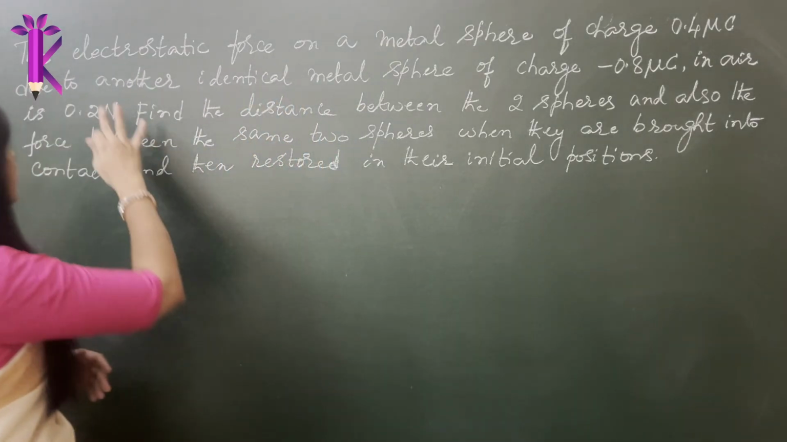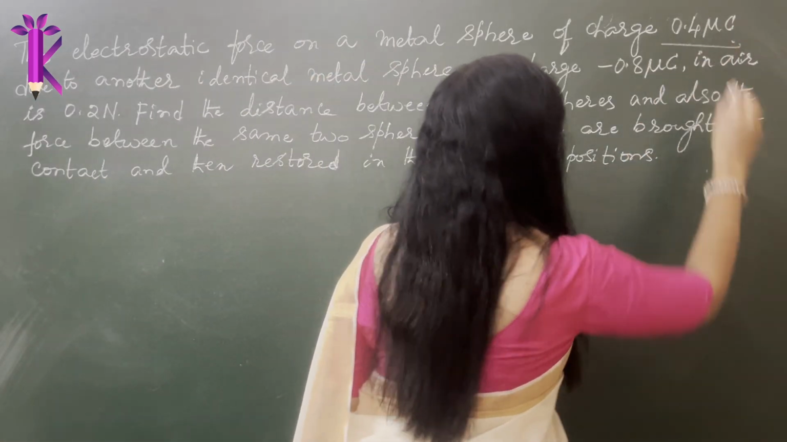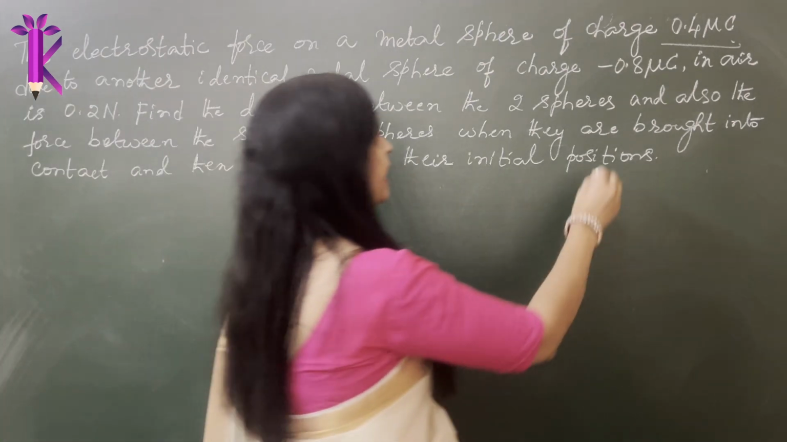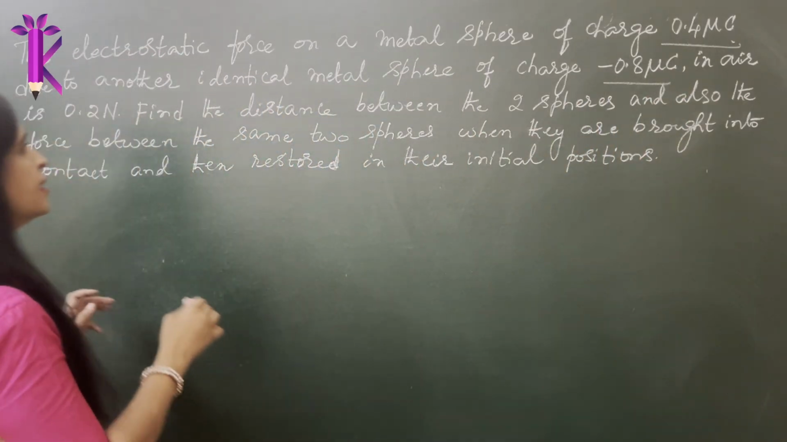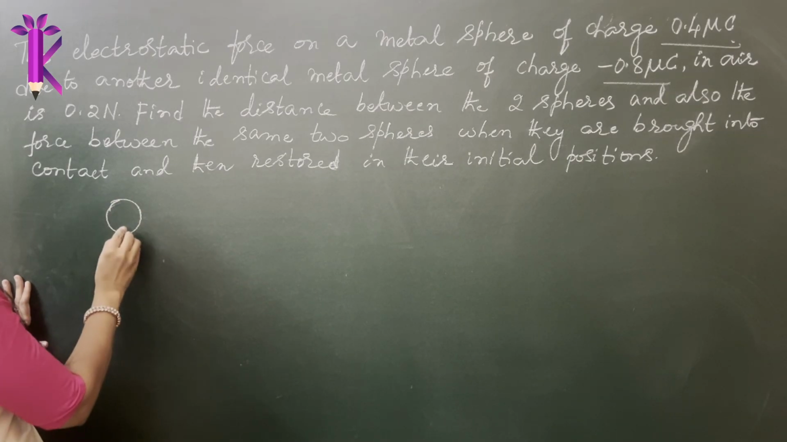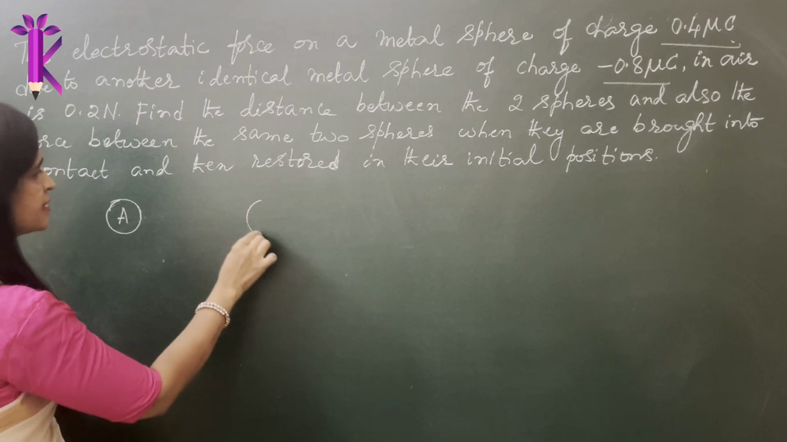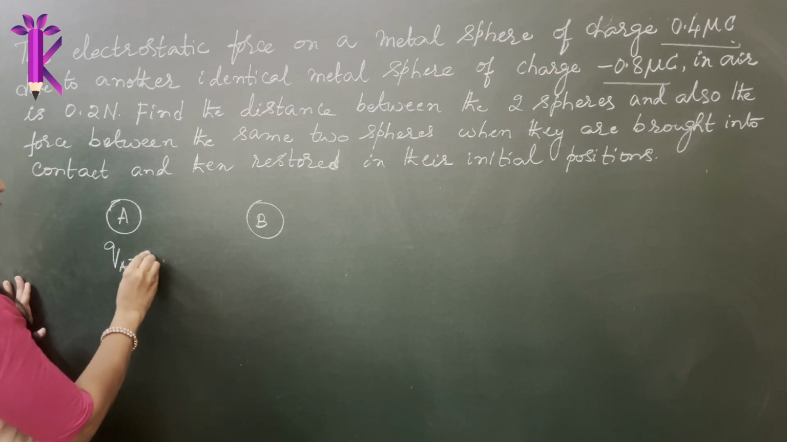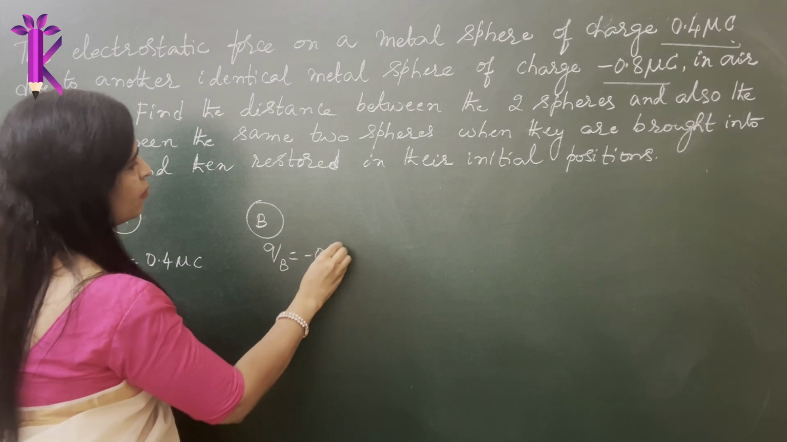The electrostatic force on a metal sphere of charge 0.4 microcoulomb, which is a positive charge, due to another identical metal sphere of charge minus 0.8 microcoulomb. So the magnitudes of the charges are different. There are two spheres; let's call them A and B. I'm calling the charge on sphere A, QA, which is 0.4 microcoulomb. Similarly, the charge QB is minus 0.8 microcoulomb.